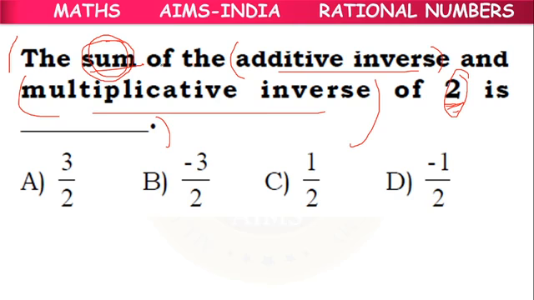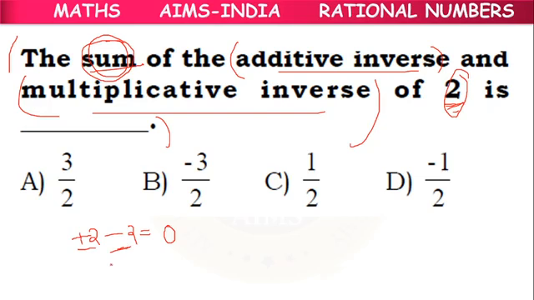During the properties of rational numbers we have learnt additive inverse means, suppose 2 is there, if we add what number, the result will be 0. That number is called additive inverse. So for 2, additive inverse is minus 2, because in front of 2 nothing is there, means plus 2. So its additive inverse means minus 2. Just the sign we have to change.